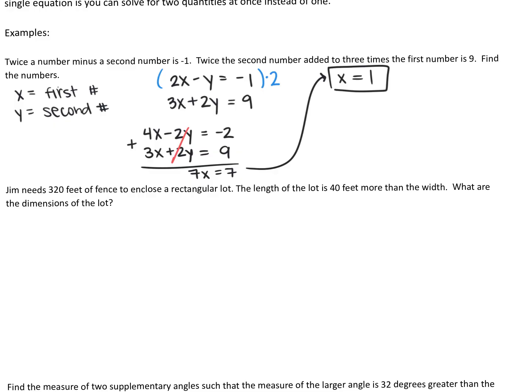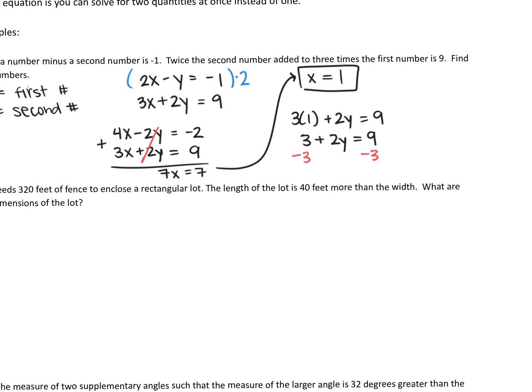Now I need to plug that into one of my original two equations to solve for y. So I'm going to plug it into the second one. So 3 times 1 plus 2y equals 9. So we get 3 plus 2y equals 9. We will subtract 3. So we end up with 2y equals 6. Divide by 2, and we get y equals 3. So the two numbers are 1 and 3.